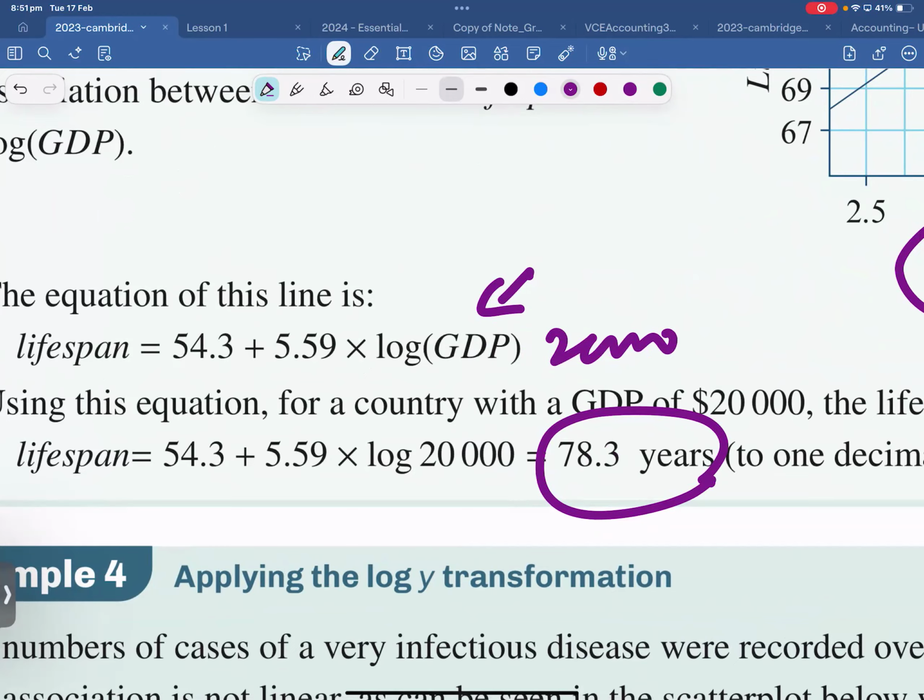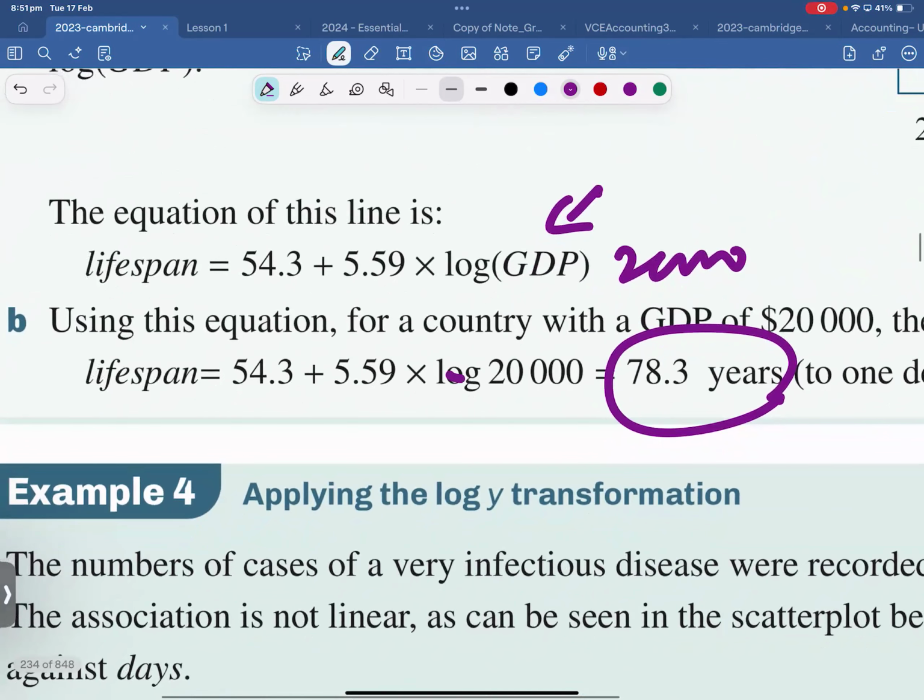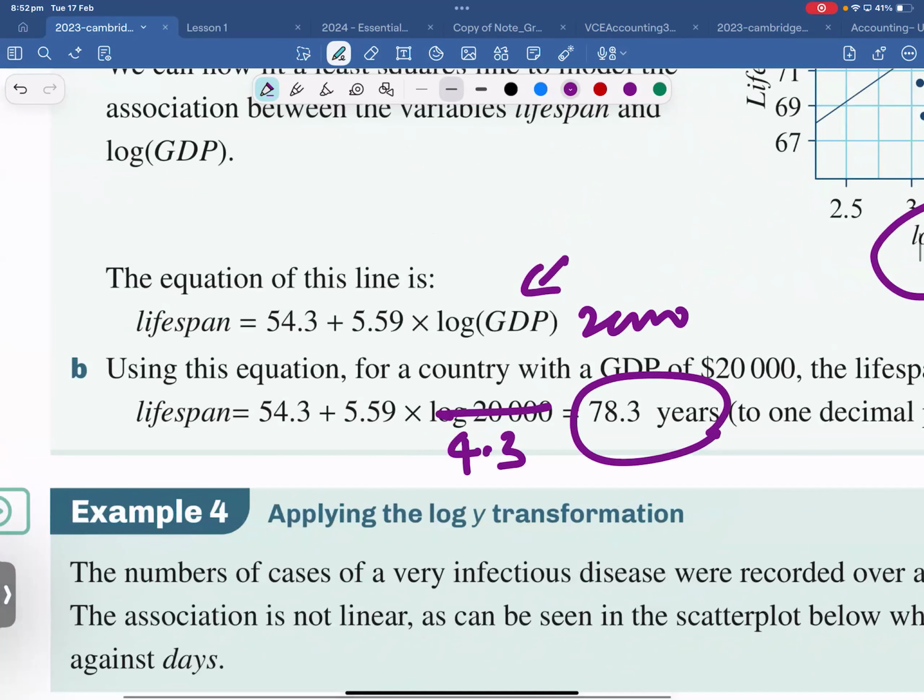So log 20,000 is how much? 4.3. Right? So log 20,000 is going to be 4.3. Then you can calculate 78.3. Okay? Make sense?